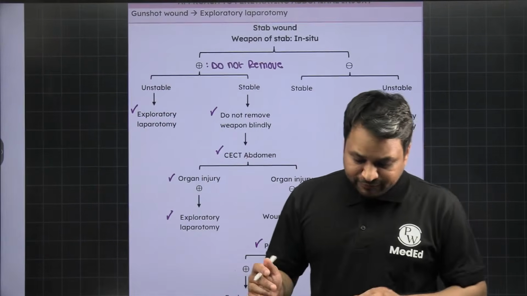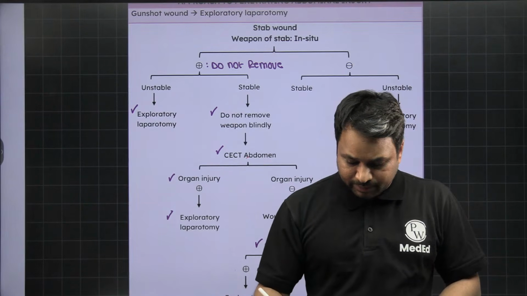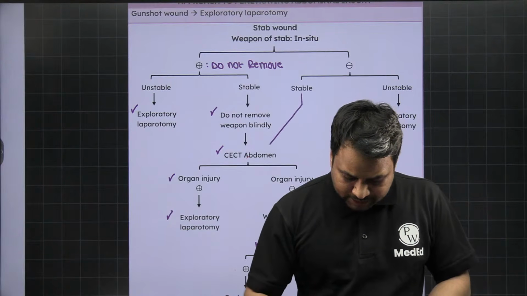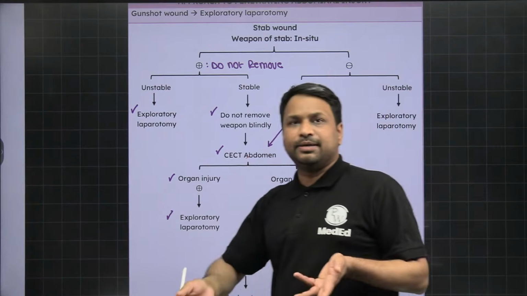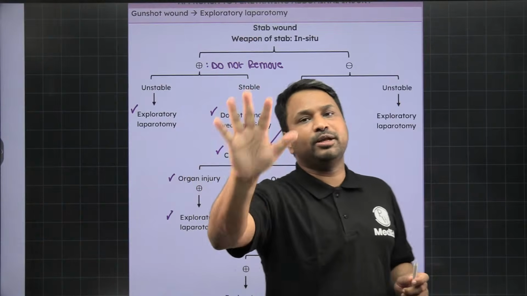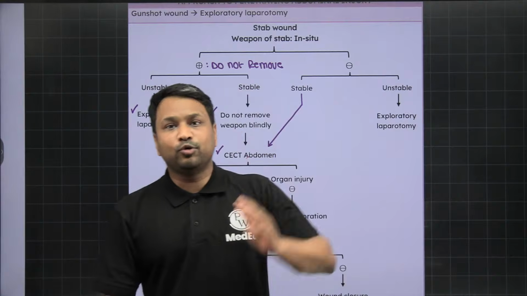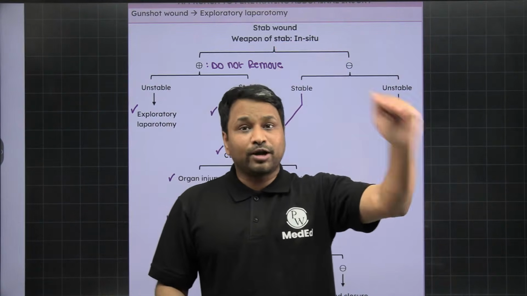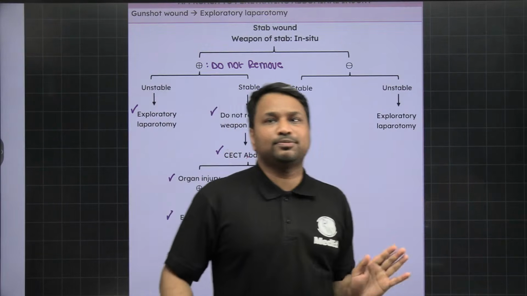On the other hand, if the weapon of stab is not in situ, we see whether the patient is stable or unstable. If the patient is stable, you follow the same protocol. That is, take the patient for CECT abdomen and then continue. Unstable, take for exploratory laparotomy. Why not FAST? FAST is to be performed in blunt trauma abdomen. Every patient of blunt trauma abdomen, irrespective of stable or unstable, the first step is FAST. For penetrating injuries, if the patient is unstable, directly go for exploratory laparotomy.